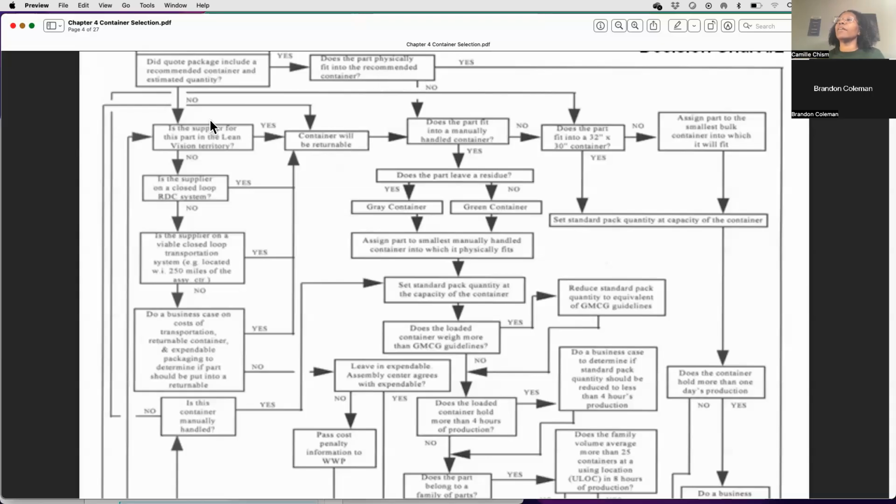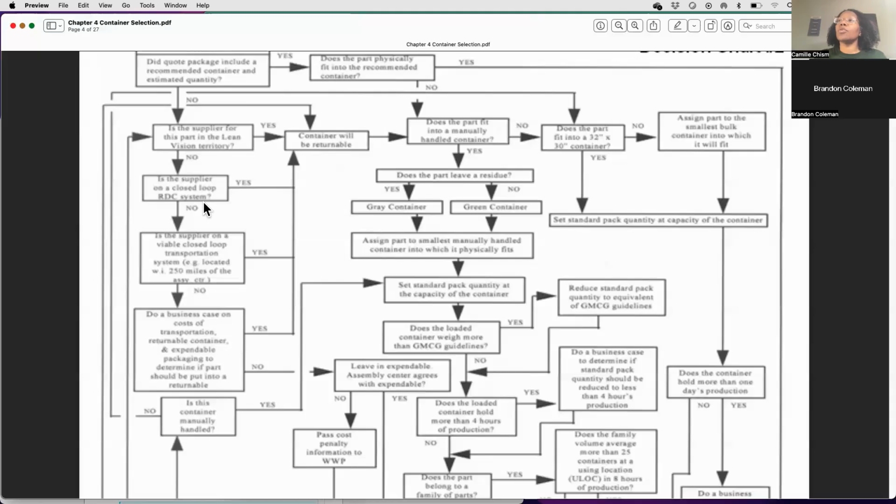So I'm going the wrong way, but we'll keep going down this way. So if the quote package included a recommended container and estimated quantity, no, it didn't. If it did not, then that means they may have quoted packaging or they may not have quoted packaging. So you don't know what it is. But again, if it's a lean supplier in their products and projects, then it's going to be returnable. So they're going to go here.